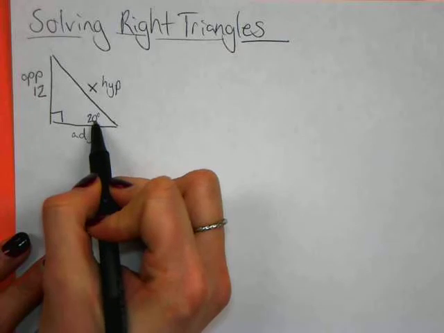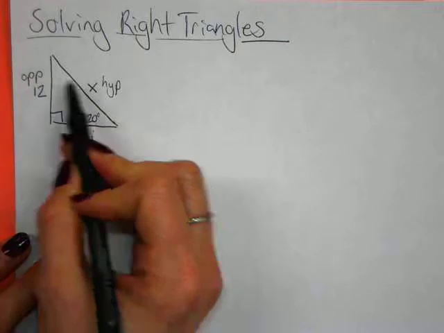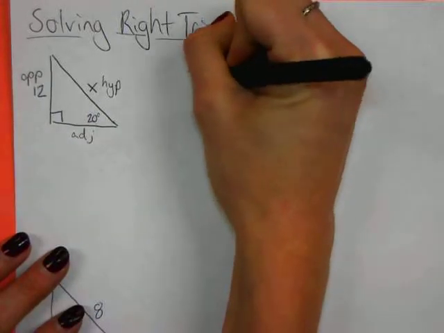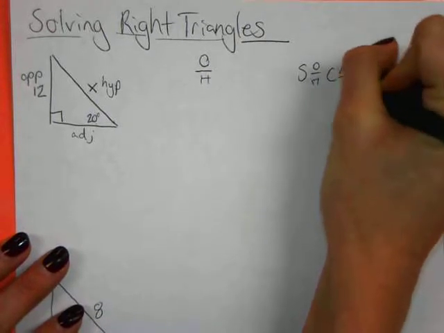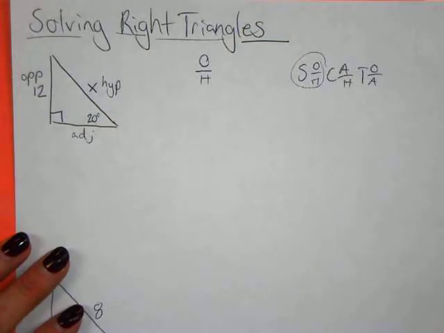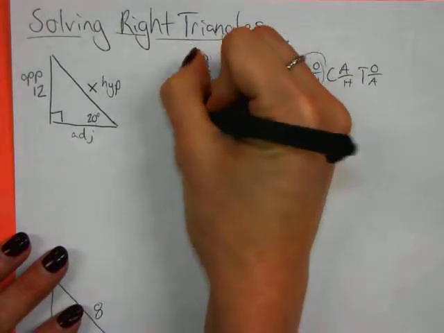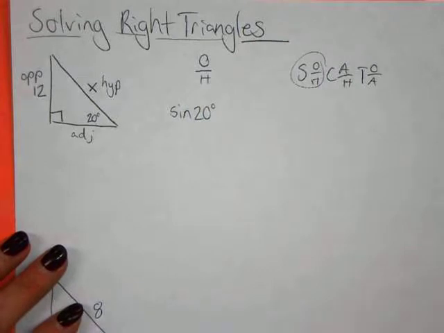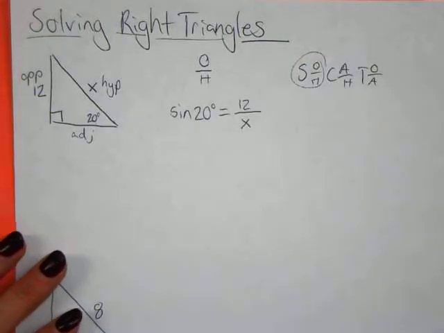If I have 20 degrees and I have the opposite side and I want to find the hypotenuse, I'm thinking about the opposite over the hypotenuse, which, if I think of SOHCAHTOA to help me remember my trigonometric functions, I'm going to use sine to solve for that. I could also use the reciprocal function. In this example, I'll just go ahead and set it up with sine of my angle, 20 degrees, equal to my opposite, which is 12, over my hypotenuse, which is x. So once I set that up, I can use this to solve for x.